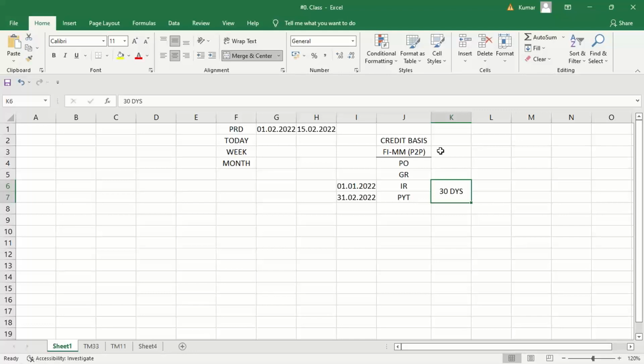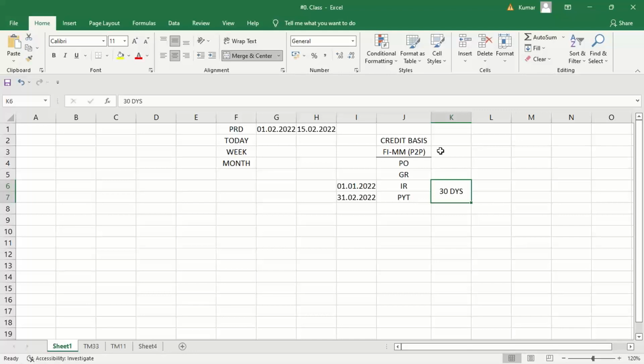Even for sales there is a different process, called O2C, order to cash. We are going to discuss that in detail in upcoming sessions when I cover FI-SD integration. There we'll see it in detail.